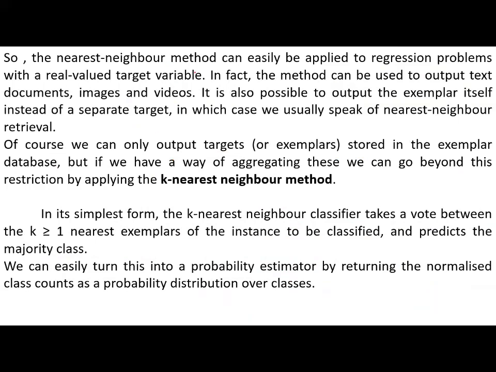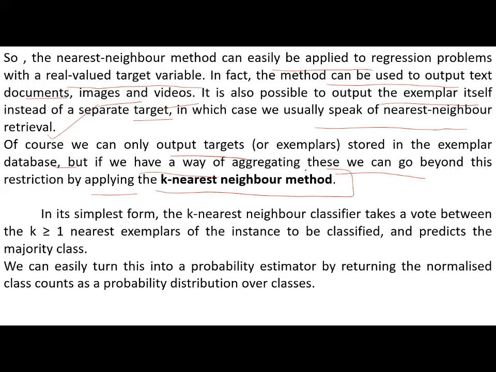So the nearest neighbor method can easily be applied to regression problems with a real-valued target variable. In fact, the method can be used to output text documents, images and videos also. It is also possible to output the exemplar itself instead of a separate target, in which case we usually speak of nearest neighbor retrieval. Of course, we can only output targets stored in the exemplar database, but if we have a way of aggregating these, we can go beyond this restriction by applying the k nearest neighbor method.